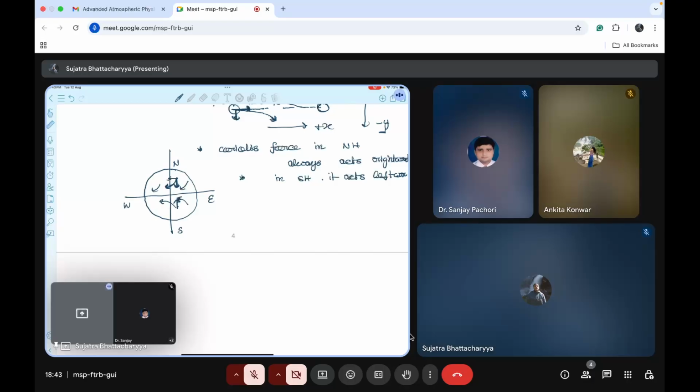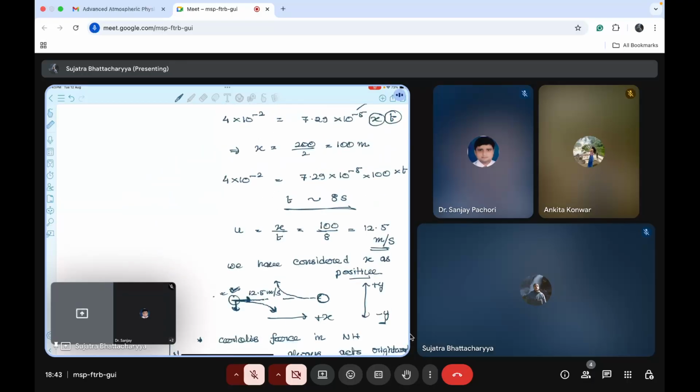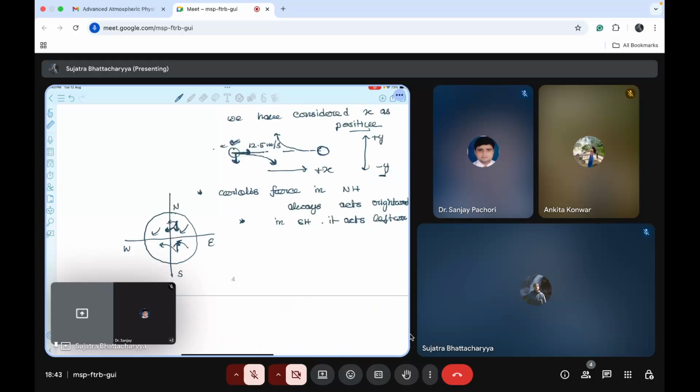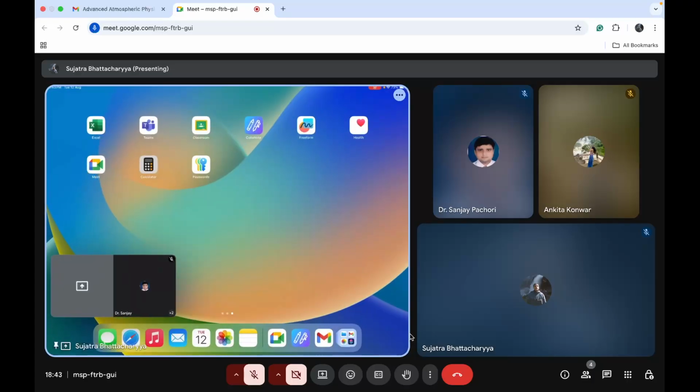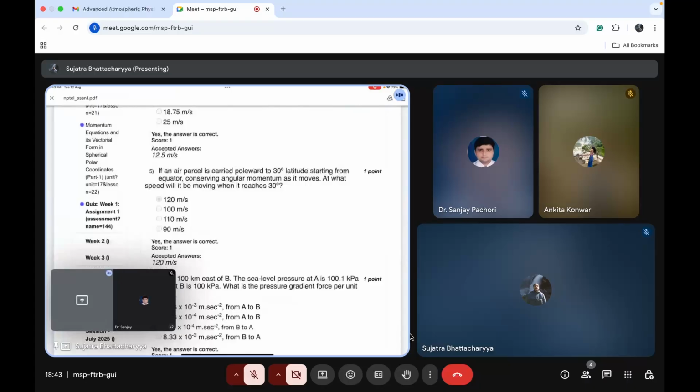Fine, this is a very important question. Just think about this question once more when the problem solving session gets over. Try to understand it, and if you don't understand, then we can discuss in the next session. It's a pretty big question. So it's 12.5 meters per second that should be the answer.